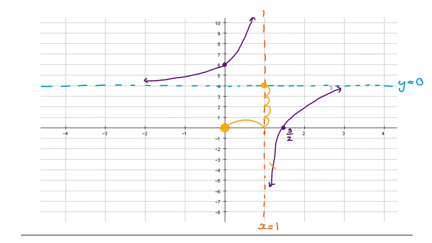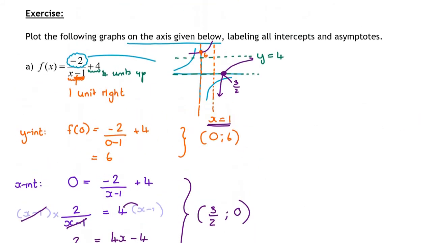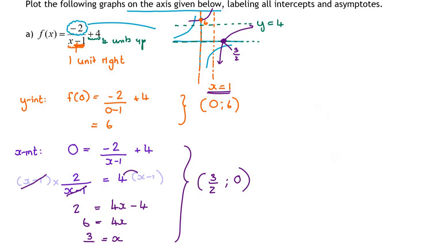The graph moved 4 units up and 1 unit right, so the asymptotes must move 4 units up and 1 unit right. So I'm just going to write myself, not the asymptotes, sorry, my axis of symmetry, a note here. Note: whatever transformations happen to the graph happen to the axis of symmetry.